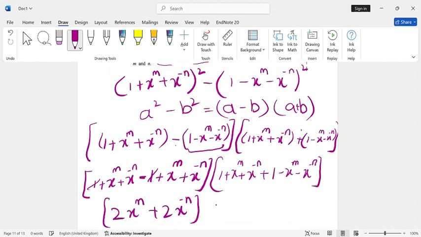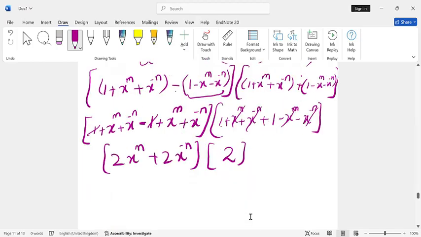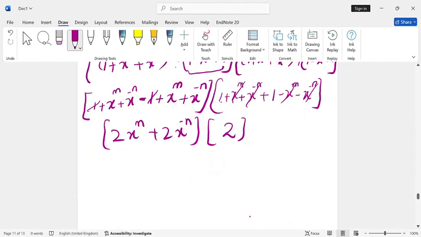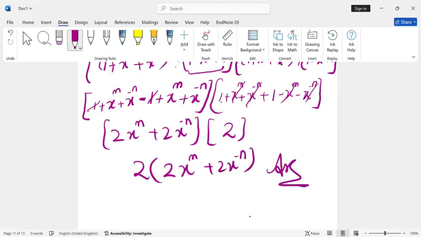And over here you can see that this minus value cuts this and this cuts this. So we get only 2 over here because 1 plus 1 is 2. So as you can see, the terms are divisible by 2. 2 into x^m plus 2 x^-m. So this is our answer, and as you can see, this answer is divisible by 2.